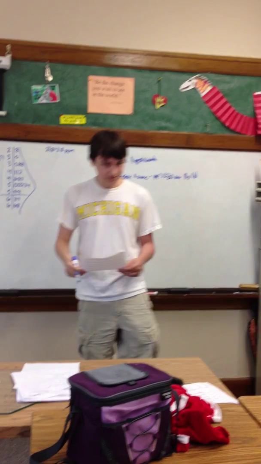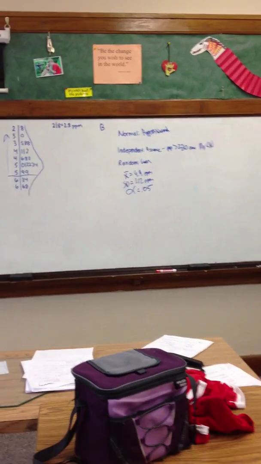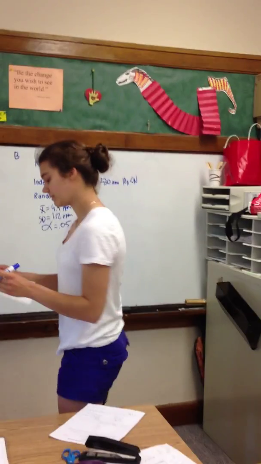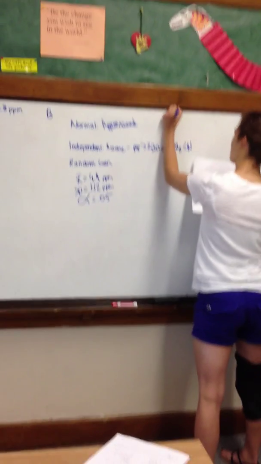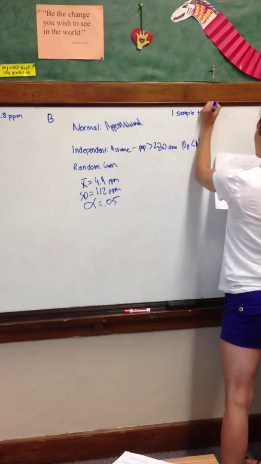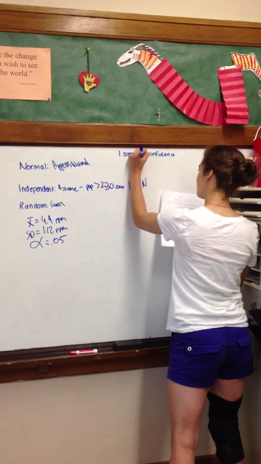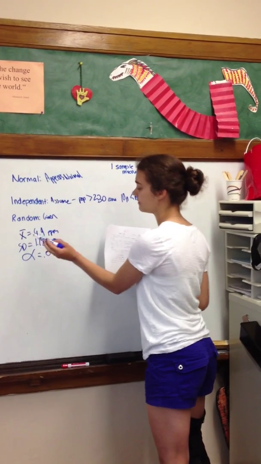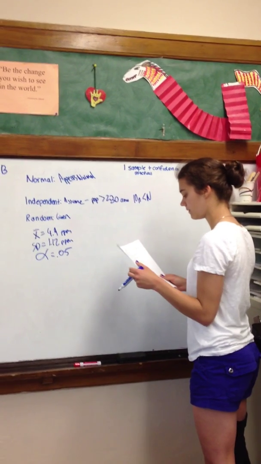Okay, now it's your turn. So we would do a 1 sample T confidence interval, because we have the standard deviation of just the sample, not the entire population. So you have to do a T confidence interval.